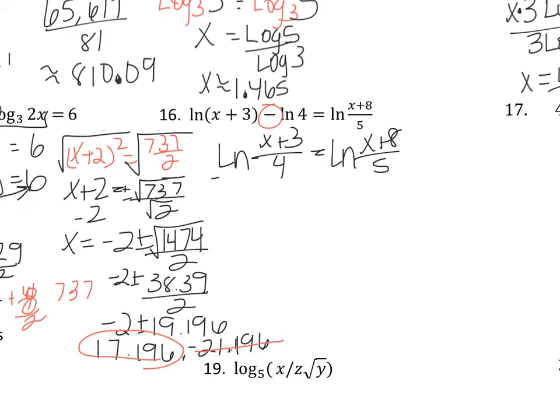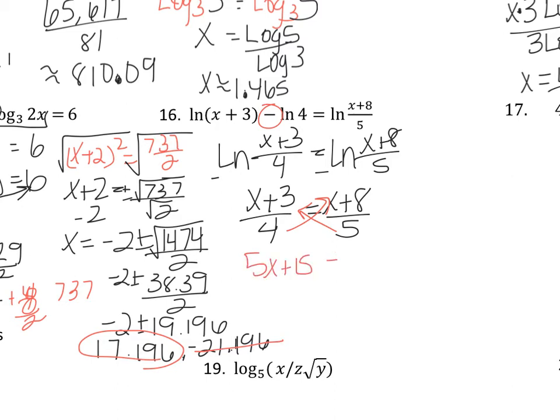And we have the logs equal to each other, so I can just equate what's inside using the one-to-one property. And I can solve this by using cross multiplication because it's a proportion. So I get 5x plus 15 equals 4x plus 32, and minus the 4x minus the 15, so x equals 17. And that keeps all my logs positive, so that works.